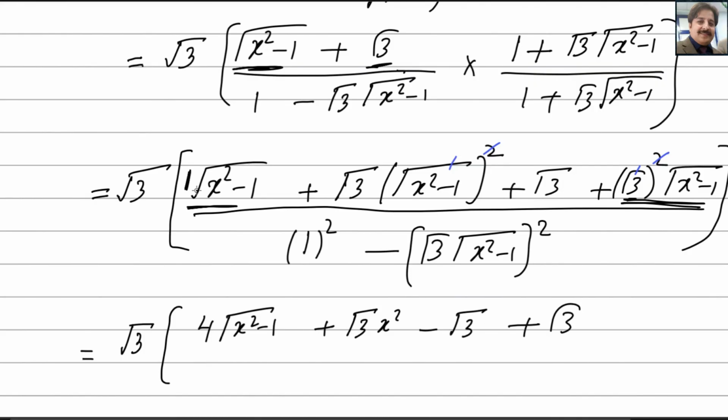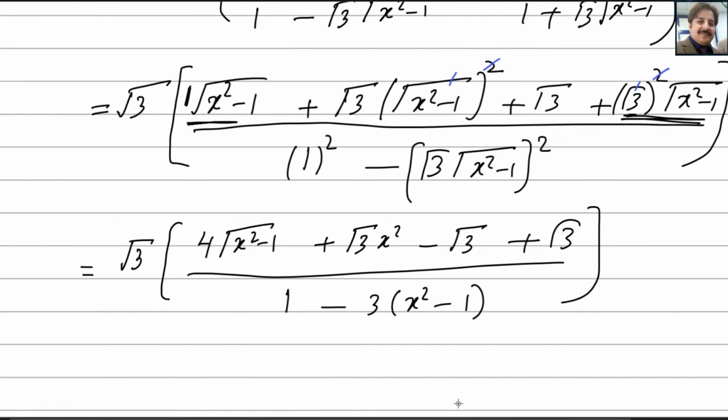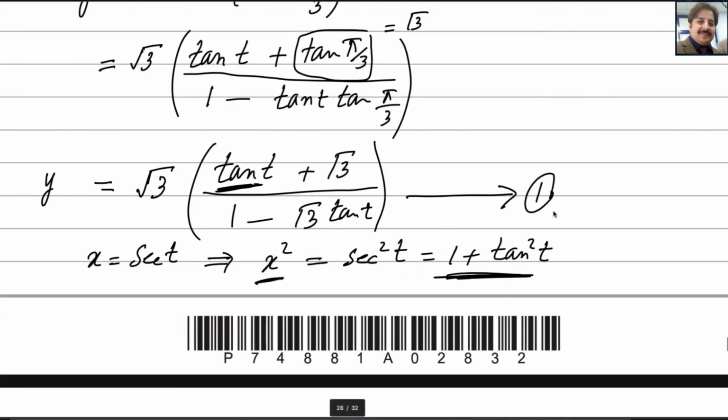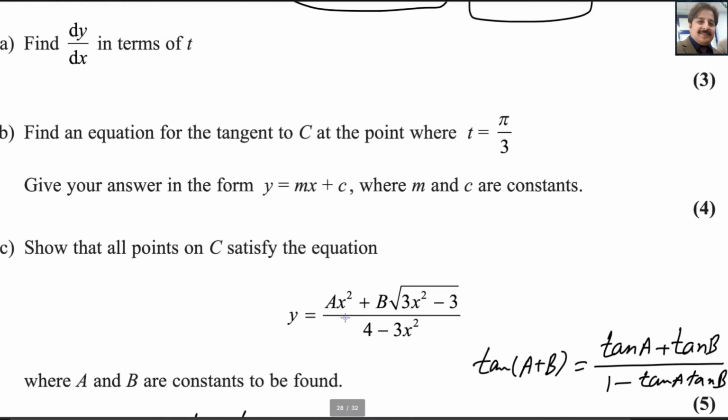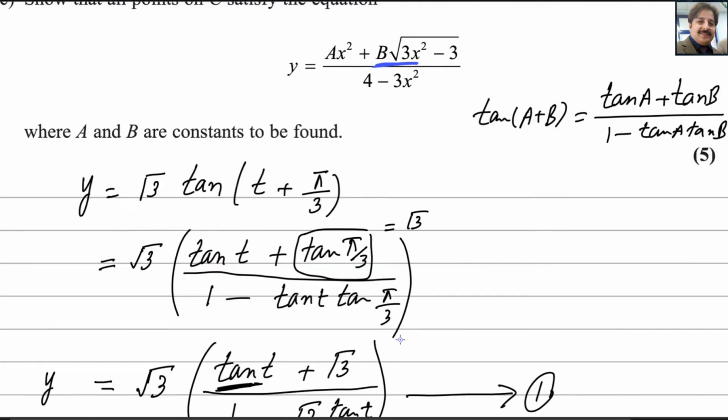This is already solved with this one, and in the denominator we can simplify that. Expand: 1 square is 1, the square root is cancelled with the square, so we can write minus 3 into x square minus 1. That's it. Now we can cancel this square root 3 with this one. Now let's go back. What do we want to prove? We want here a x square, then a square root should be the second term, and in the denominator it should look like this.